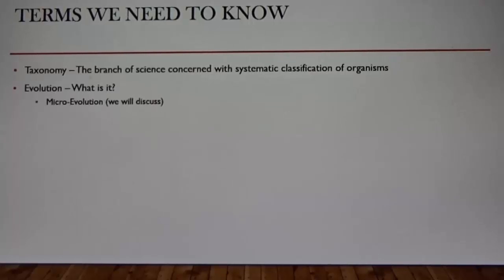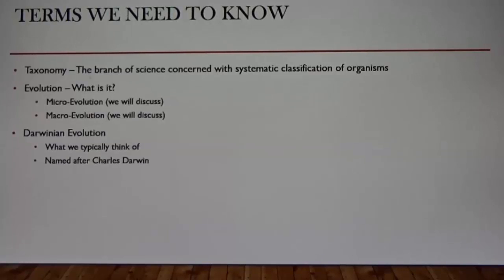So with evolution, there are a few different types that we absolutely need to be aware of. There's microevolution, which is legitimate. I know, that's probably shocking. And then there's macroevolution. We're going to discuss both of these in more detail. We also have Darwinian evolution, which is what we typically think of today when we talk about evolution. It's named after Charles Darwin, notably going back to his book called The Origin of Species.